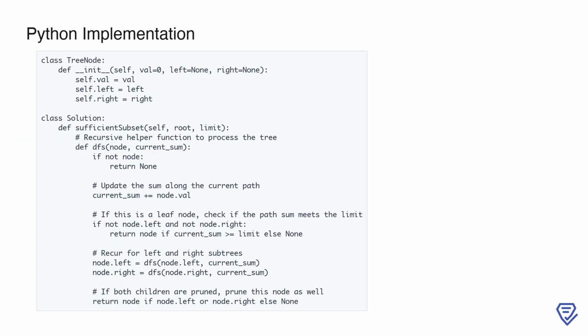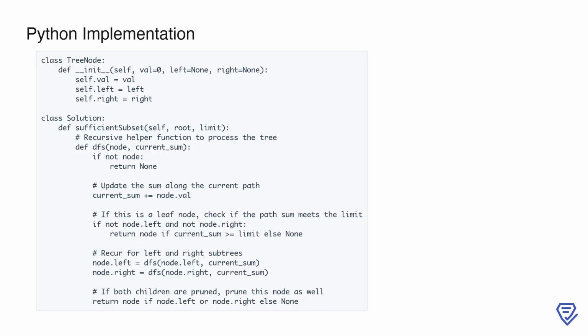Here, we start by defining a tree node class, which represents the structure of each node in the binary tree. Each node has a value, and pointers to its left and right children, which are initialized to None by default. Next, we define the solution class, which contains the sufficient subset method. This method is designed to prune nodes in the binary tree based on a given limit for root-to-leaf path sums. Inside this method, we define a helper function called DFS, which performs a depth-first traversal of the tree. The DFS function takes two parameters, the current node and the cumulative sum of node values along the current path.